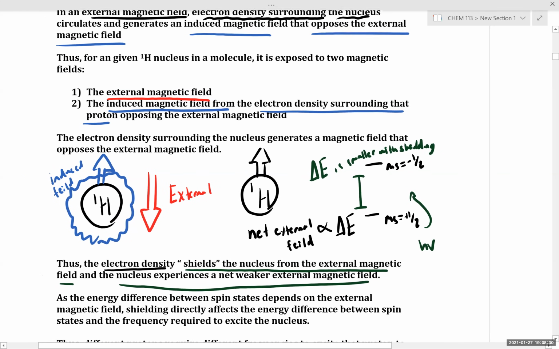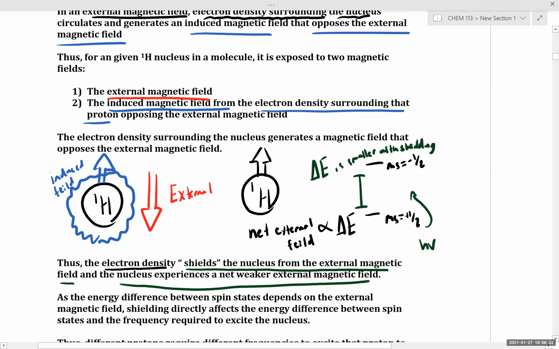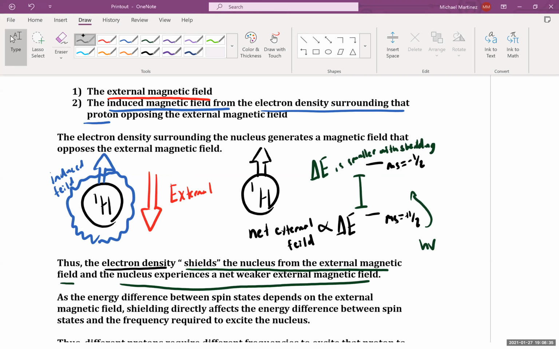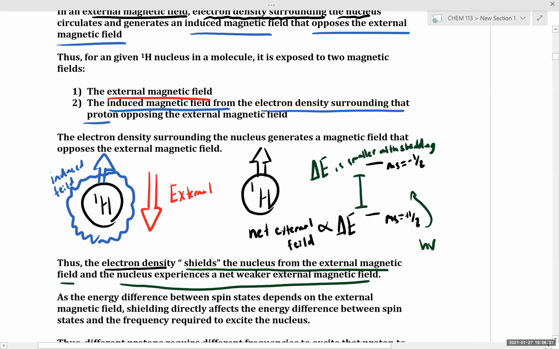Now, what's really cool is that the electron density surrounding different nuclei will inherently be different, right?